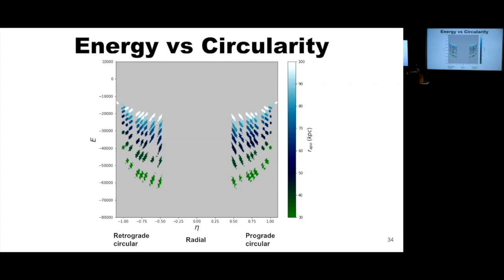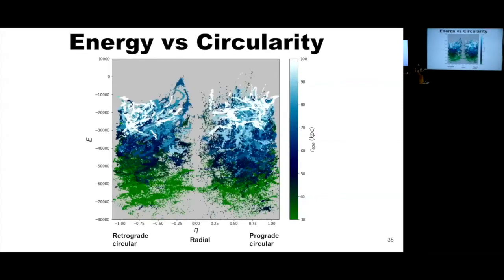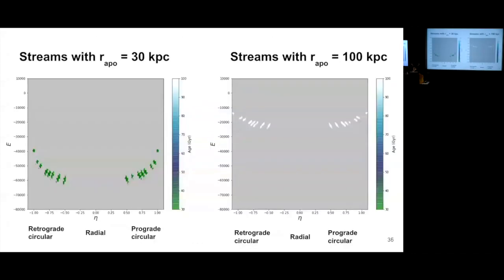That's after about 6 giga-years. So after 6 giga-years, this is what's going to happen. The energies of star particles get dispersed around their initial energy values. So if you look into this, a little zoom into just the streams that started at epicenter of 30 kiloparsec and 100 kiloparsec.